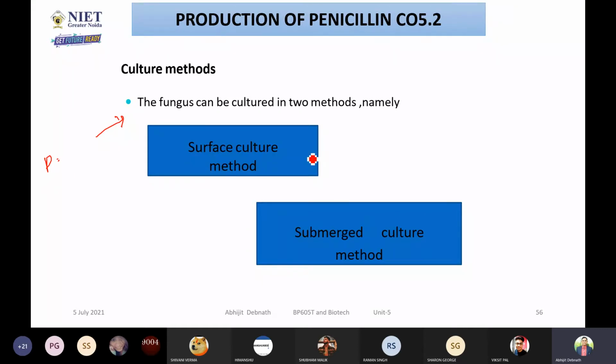Okay. Anyway, I hope you can remember that for the culture method for fungus, we have actually discussed earlier about Penicillium notatum, which is one of the fungi. So Penicillium notatum can be used as a culture, and you can do it in two methods, a surface culture method or submerged method.